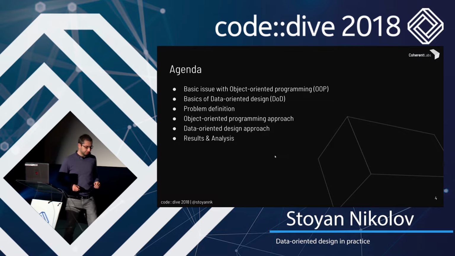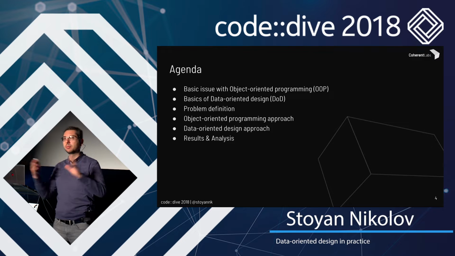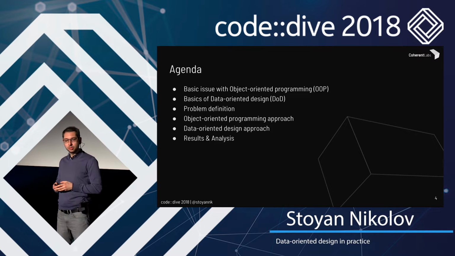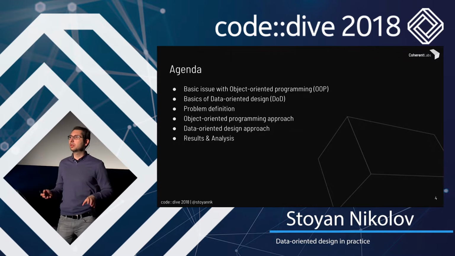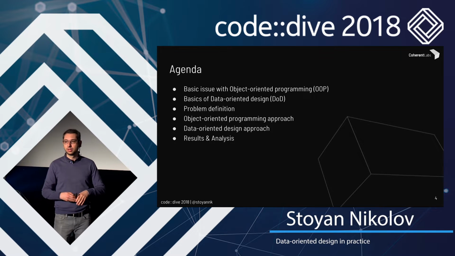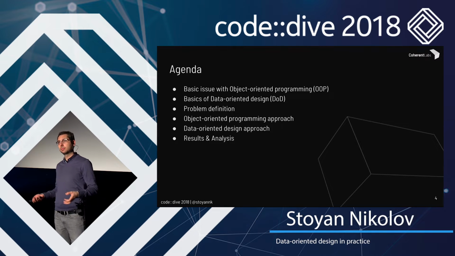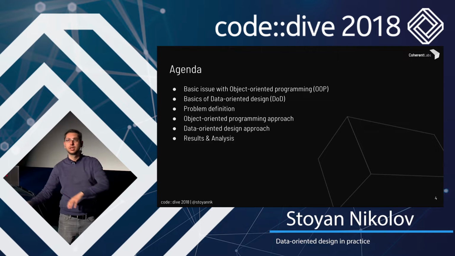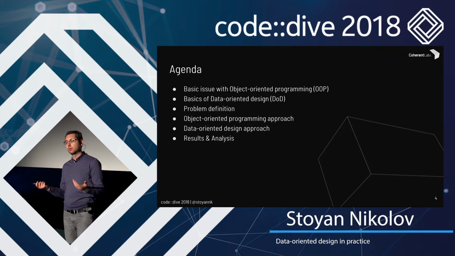Okay, the agenda for today will be to look at the basic issue of object-oriented programming. I guess everybody knows what object-oriented programming is. Everybody has worked with it. Then we'll look at the basics of data-oriented design. I won't go into too much detail. There are awesome talks on the internet, and I have links at the end that you can watch for an overview. But the most important part of this talk will be looking at the real-world problem and how it is designed with object-oriented approaches and how it is designed with data-oriented approaches. And then we can analyze and see what results you can get with one or the other, or some combination probably.